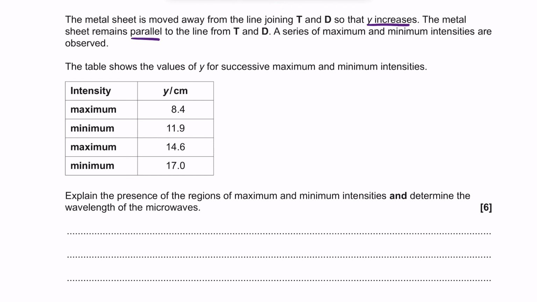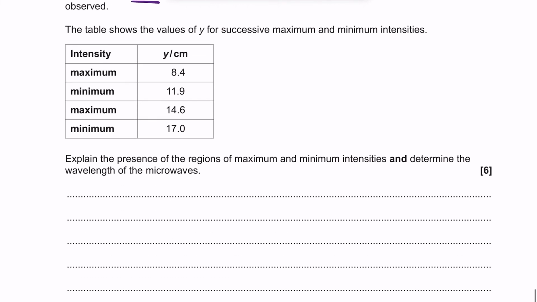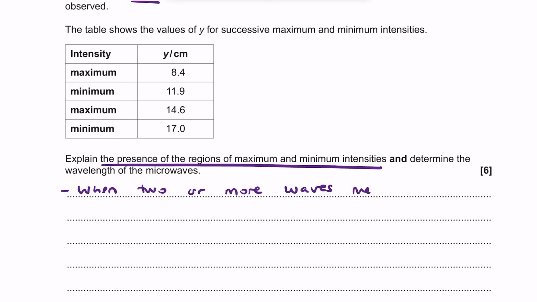So when two or more waves meet in or out of phase, they superpose. So that's my first point. I'm going to try and summarize this in 5 or 6 key points, and I'll deal with this point first and explain this. So I'd say that when two or more waves meet in phase or out, they superpose.